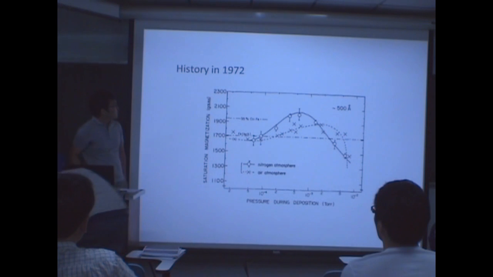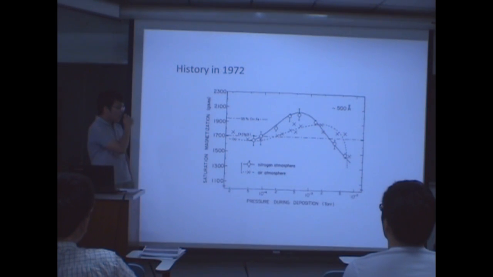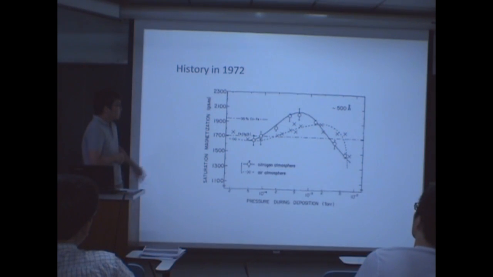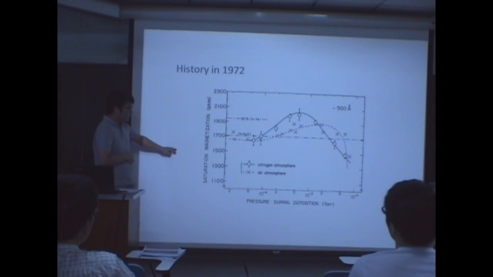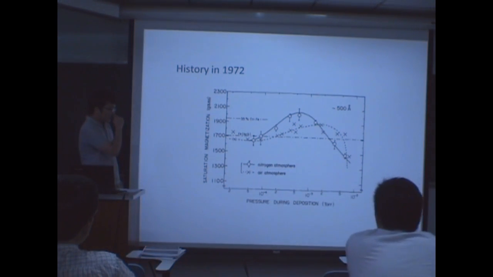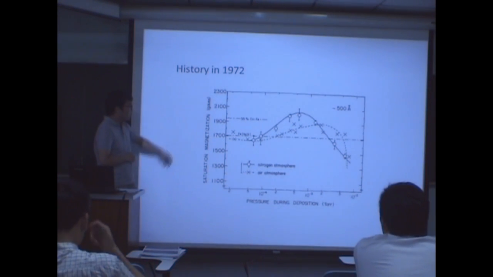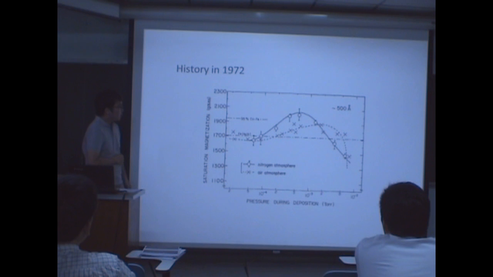Back in 1972, Professor Takahashi found the change of saturation magnetization with the pressure of nitrogen during deposition. The result shows that the highest saturation magnetization, at a specific condition, is larger than that of bulk iron and cobalt-iron alloy. They also attribute it to the appearance of alpha double prime in this system.